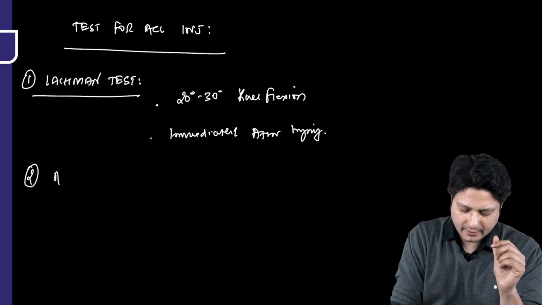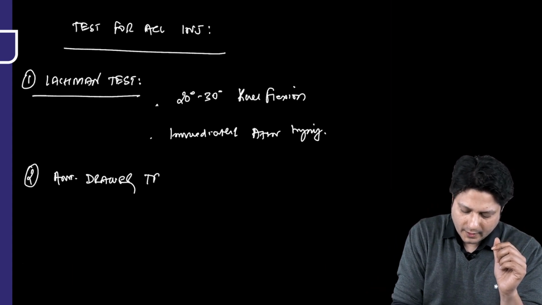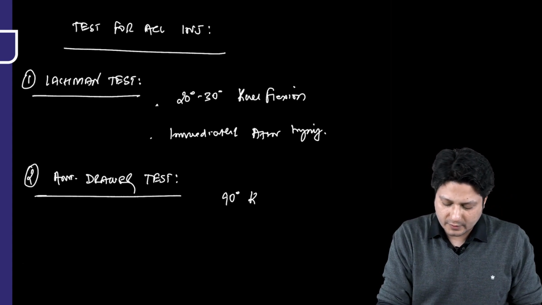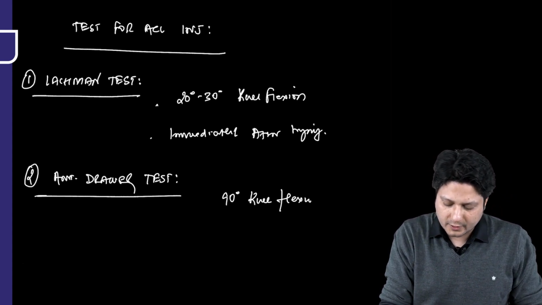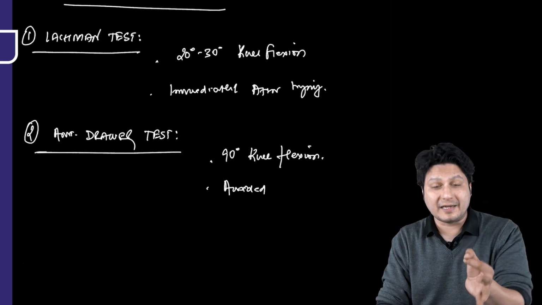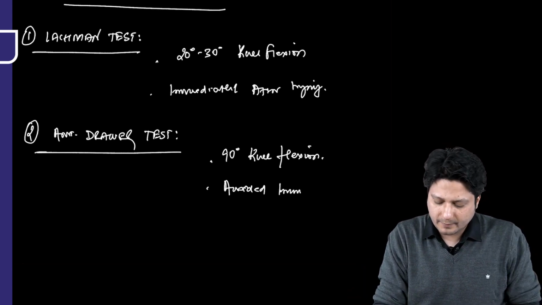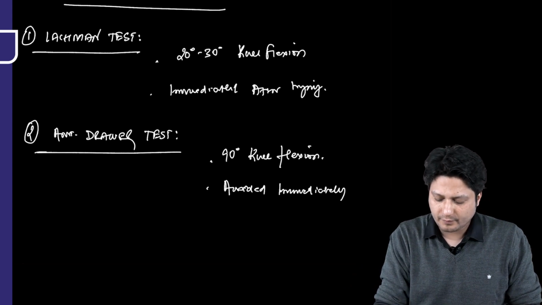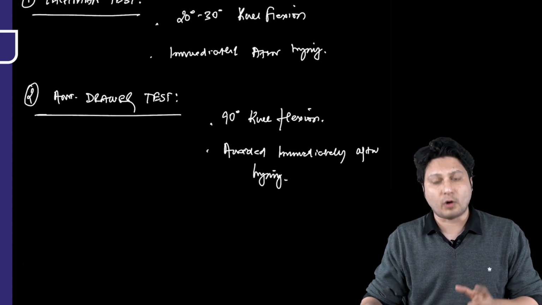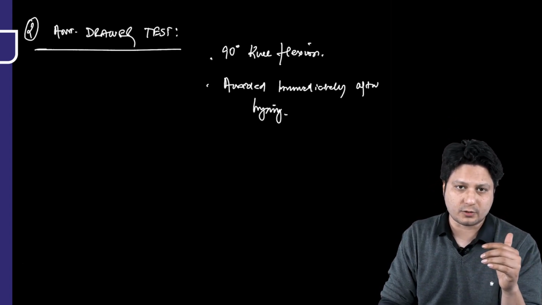Another test is the anterior drawer test. Now, under the heading of anterior drawer test, what is the difference between the two? It is performed with 90 degrees of knee flexion. And remember, the anterior drawer test is the kind of test which should be avoided. It means you should not perform this test immediately after injury. All right, it is to be avoided immediately or in acute injuries. That is all about the tests for anterior cruciate ligament injury.